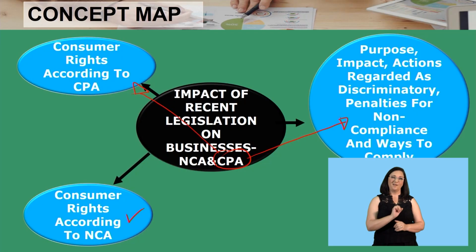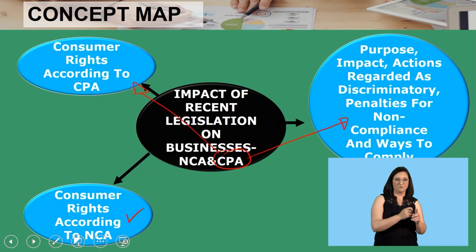Right, before the break, we focused on the National Credit Act and we looked at its 5 focus areas. We also looked at the consumer rights according to the NCA. So right now we'll be looking at the Consumer Protection Act. We will look at the 5 focus areas as well as the consumer rights according to the CPA.